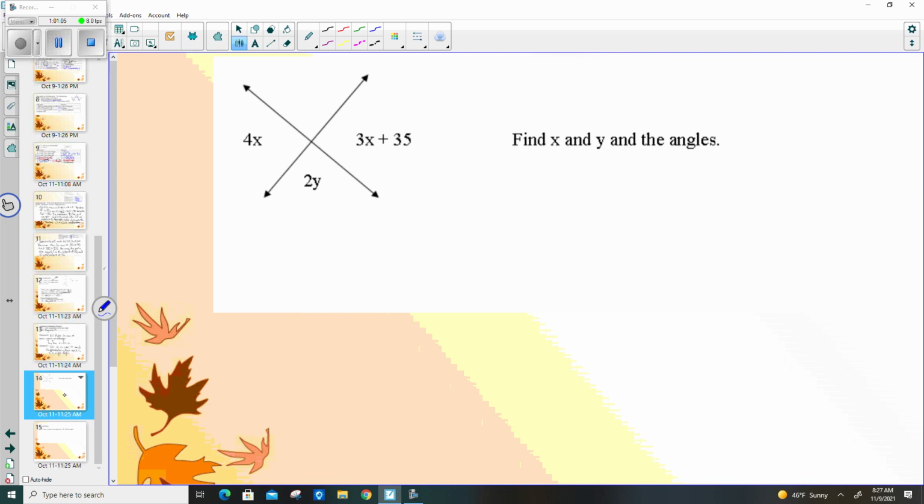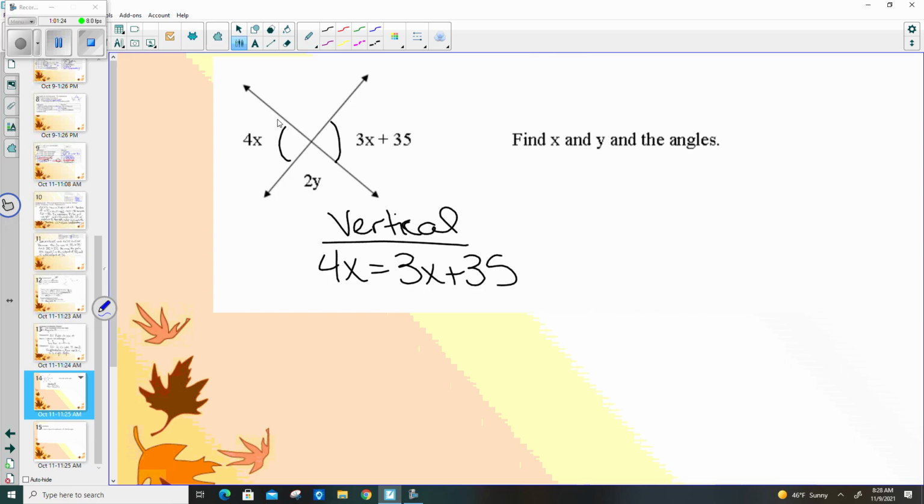Just 2 lines making an X. I think we have some angles that are formed then, don't we? Very nice. You got vertical angles. Which tells me x is what? 35, absolutely, because you subtract your 3x. Okay? Now what?